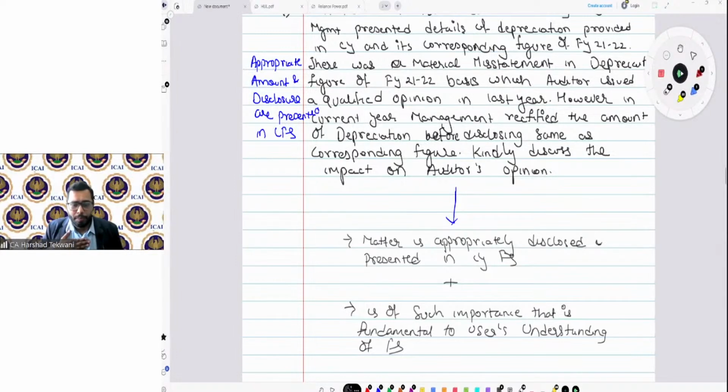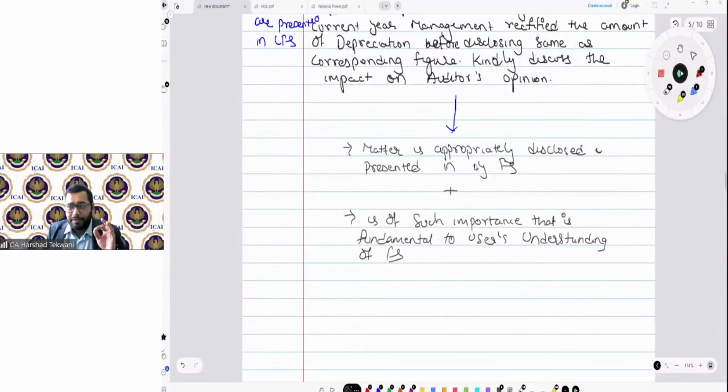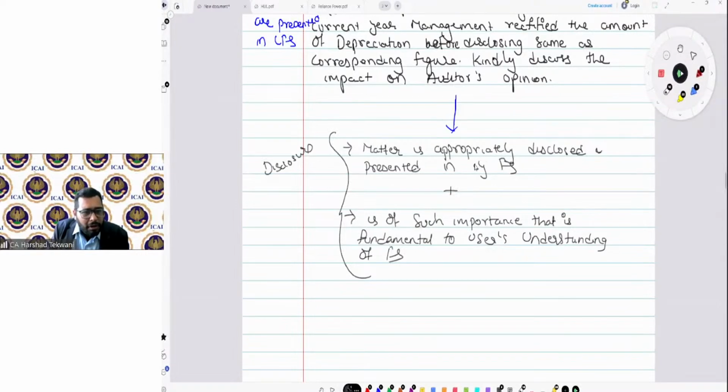So somewhere I need to bring to the user's attention that this number has been rectified, and it is of such importance because it can impact my opinion. If it can impact your opinion, it becomes of such importance that it is fundamental to the user's understanding that this number is rectified. And if both scenarios are present, then this requires disclosure as per SA 706 in the EOM para.